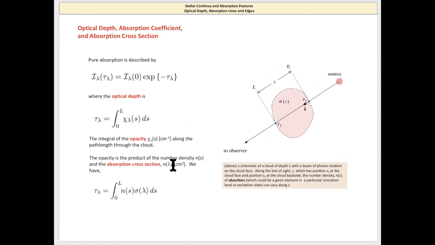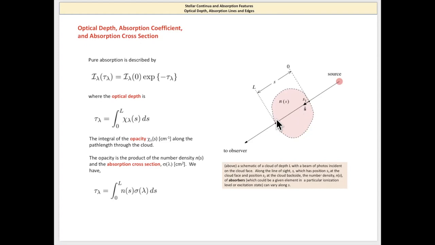Now the absorption cross-section only depends on the atomic physics of the absorbing atom. So it doesn't change along the line of sight. To first approximation, okay? It does not change.